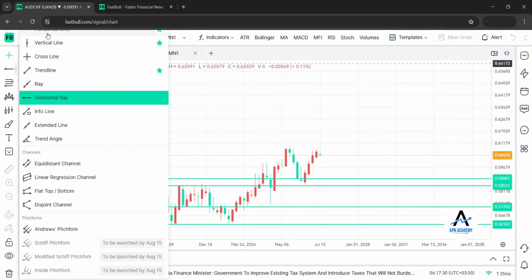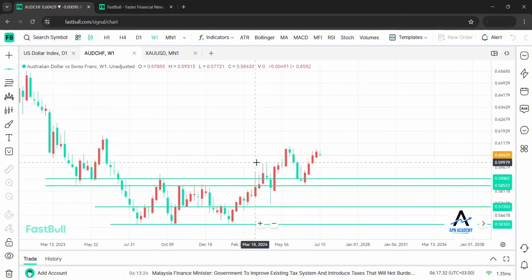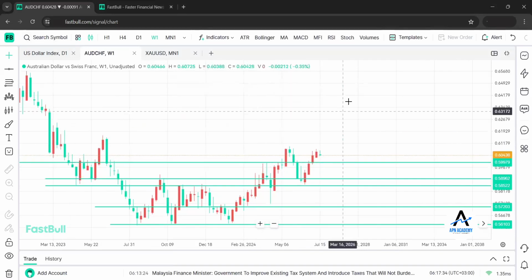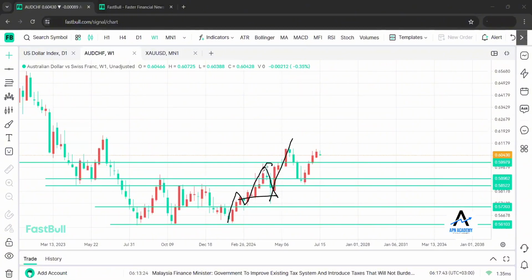Let me just mark it here for you, to come back and give us a retest to this level here, and then we can continue up, because the market created a high, a higher low, a high, and then came back and tested this area here. We broke above, but we have this area here that gave us a false breakout. So we expect price to come back and retest this level before we can continue higher, right?